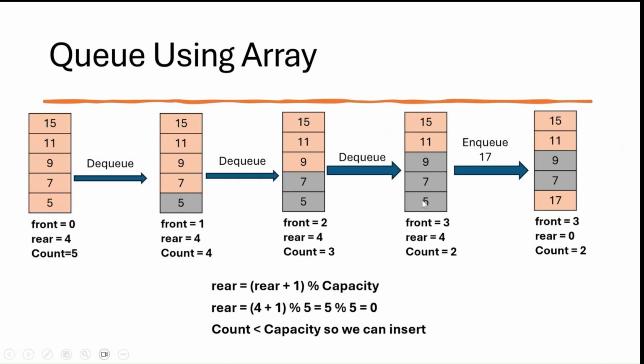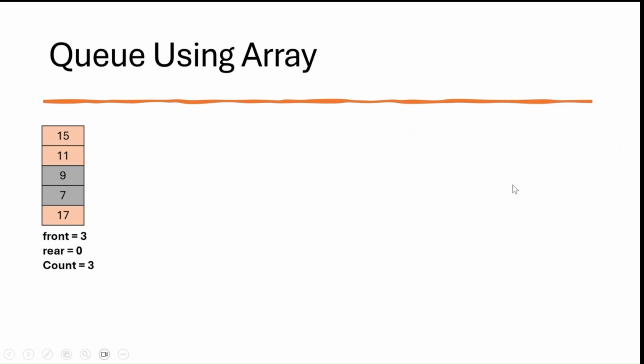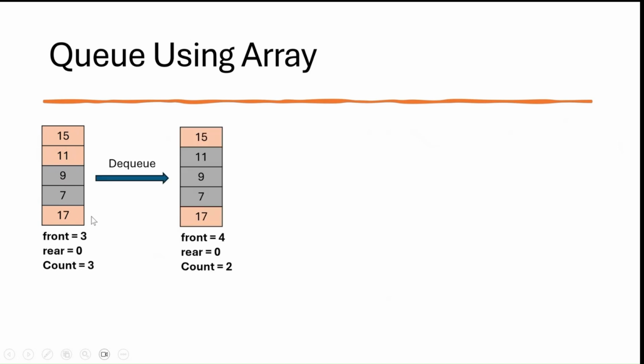While doing enqueue, we saw how rear comes to the beginning. What happens while doing dequeue? Let's understand that with the same example. Let's say now front is pointing at 11, index 3, and rear is at 0, which came back here after adding the new element 17. Let's say we dequeue, front goes to the 4th index.